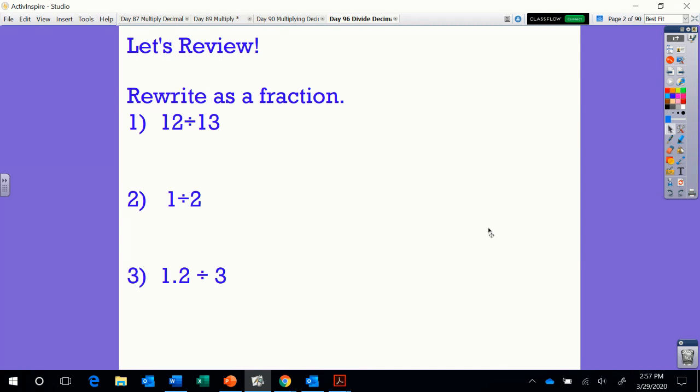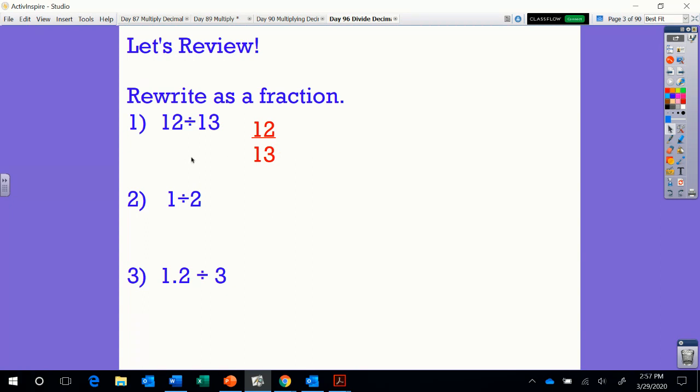Okay, so review. We need to know how to write a fraction. So if we look at number one, 12 divided by 13, and we need to turn it into the fraction. Think for a second, what is your numerator? What is your denominator? Hopefully you're thinking that. You write it like you say it. 12 divided by 13. 12, this line right here is divided by 13.